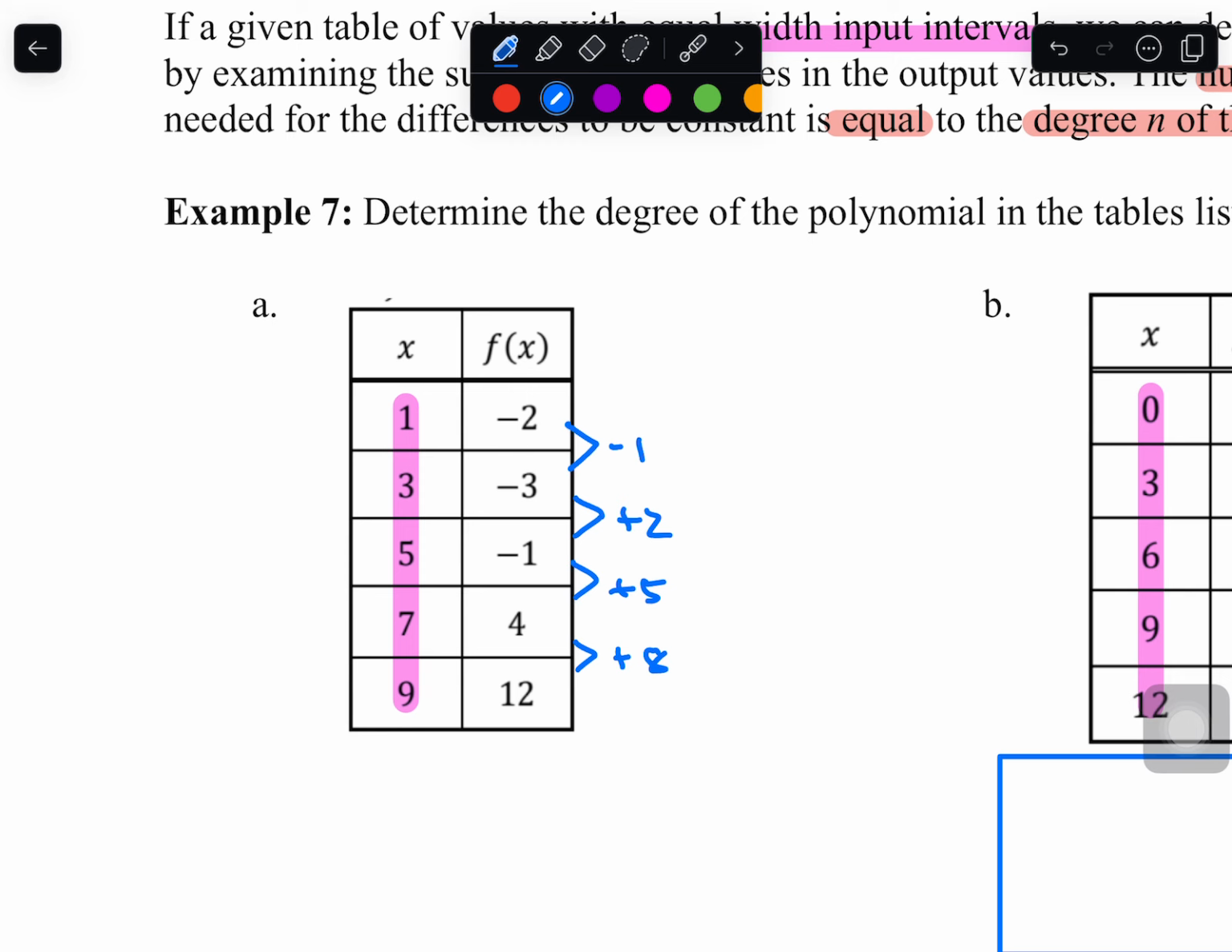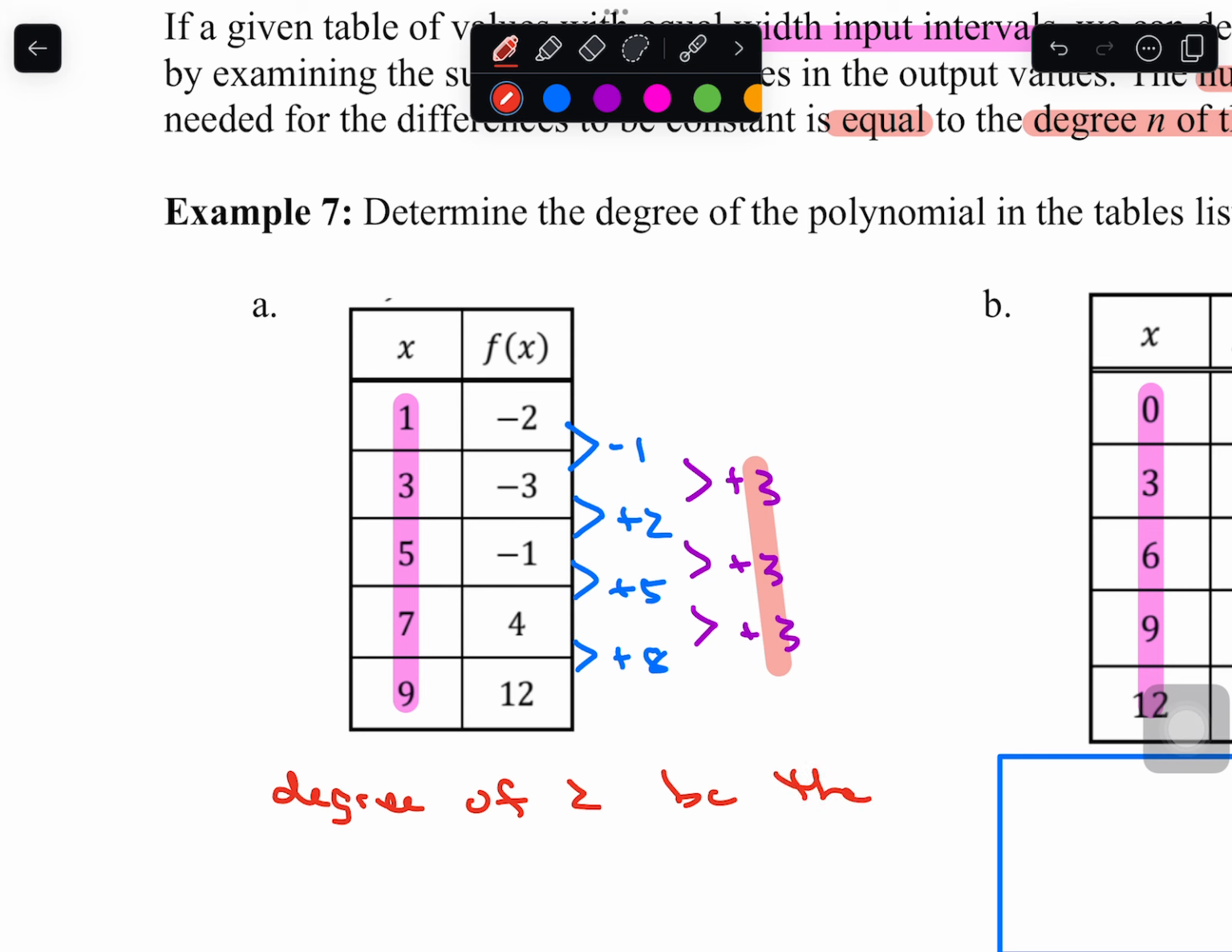Then we're going to go ahead and try our second differences. Here I notice that from -1 to 2, that's plus 3. From 2 to 5, that's also plus 3. And from 5 to 8, that is plus 3. So since we have our second differences being equal, we can therefore say this is going to be a degree of 2 because the second differences are equal.